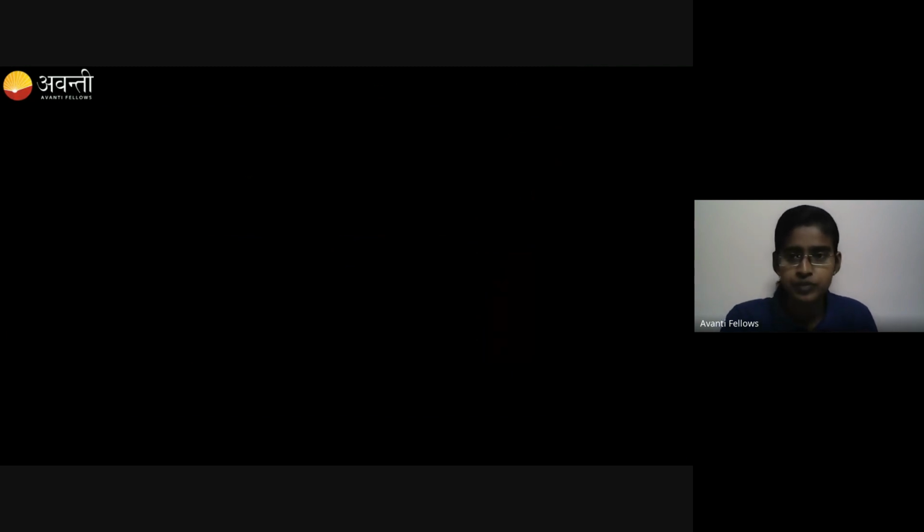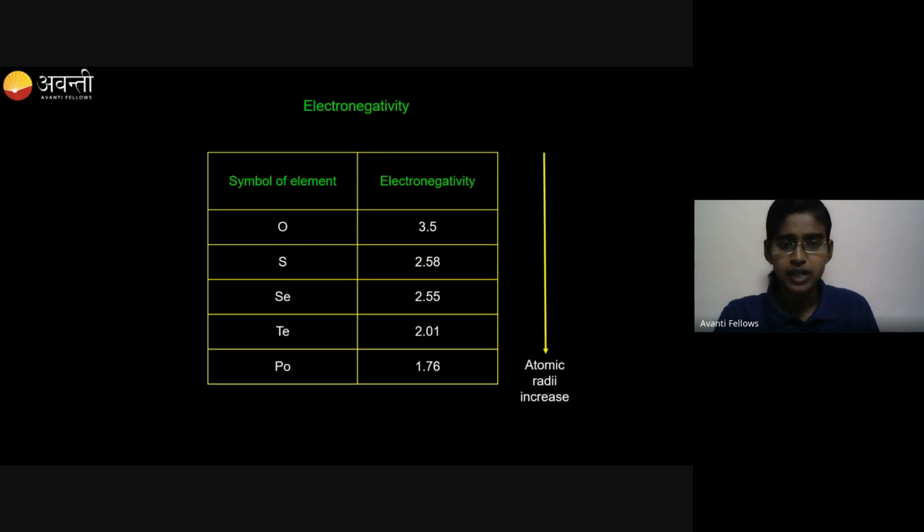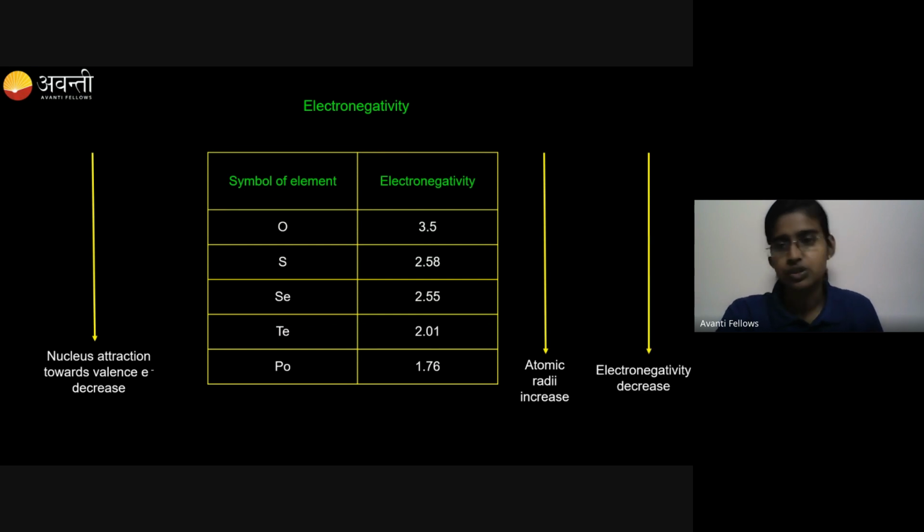Got it? Now coming to the fourth physical property, which is the electronegativity. Electronegativity is the tendency to attract the shared pair of electrons towards itself, right? So that electronegativity values you can see on the screen for all the 5 elements. So it is also inversely proportional to the atomic size. If the atomic radius increases, attraction decreases. Electronegativity also decreases. So oxygen is the second most electronegative element in the periodic table.